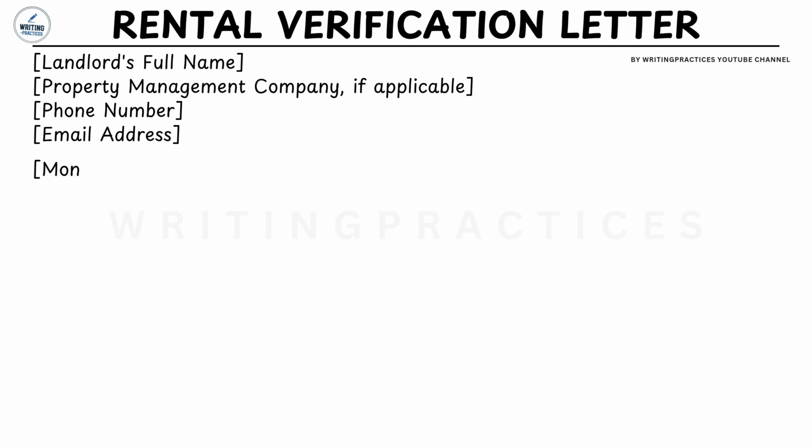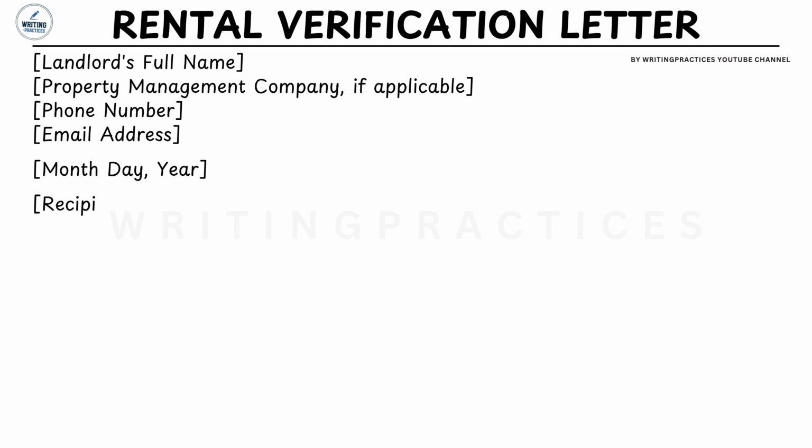Date. After your contact information, write the date. For example, August 1st, 2026. The date establishes when the verification was prepared and confirms that the rental information reflects the tenant's current or recent tenancy. Many organizations prefer recent verification letters, so using the current date is important.